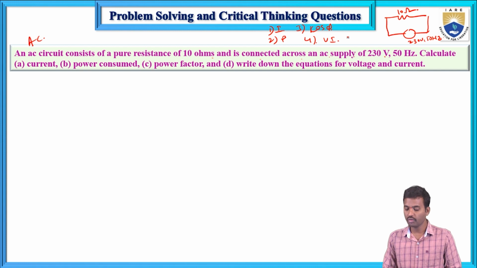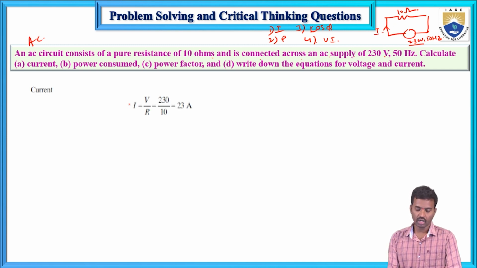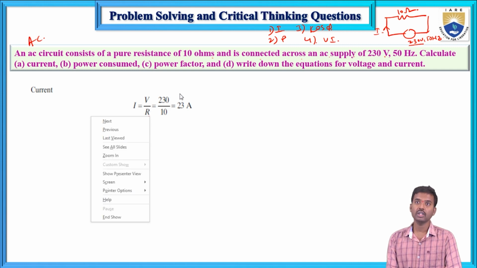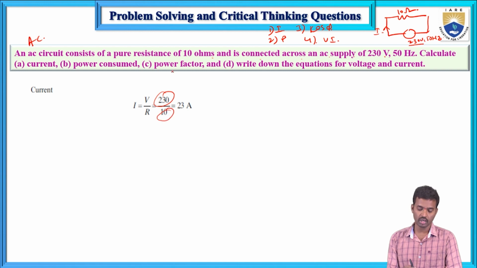So now here how will you calculate the current value? If you know the voltage, then you can calculate the current. We know Ohm's law, V is equal to IR, voltage divided by resistance is known as the current. So I equals V by R. That means 230 is the supply voltage and 10 ohms is the resistance, current is 23 amperes.